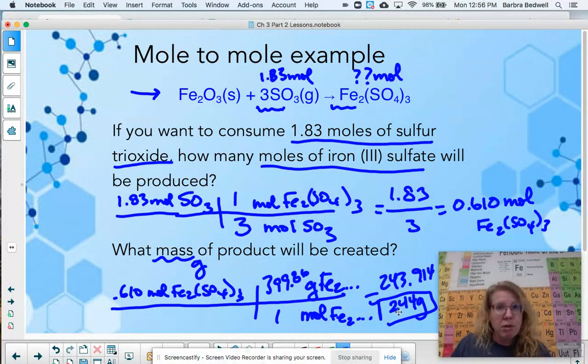So again, once you're in moles, our ratio is always done in moles to moles. That's what our recipe units always are, moles to moles. And then if you want to convert to grams or find something out about mass, you just do a molar mass conversion. Pretty straightforward.